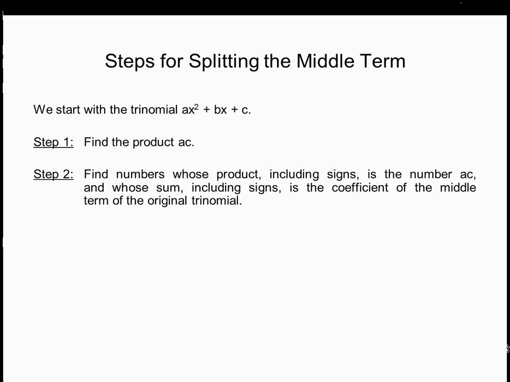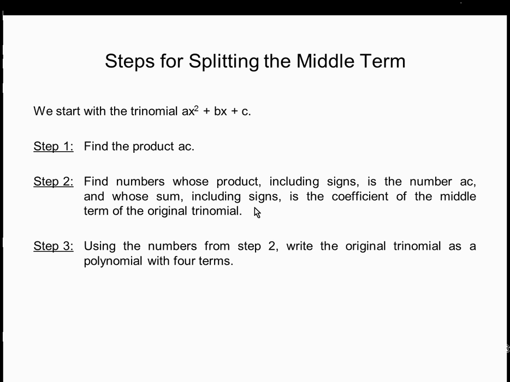Step 2, here's where the work begins. Find numbers whose product, including signs, is the number a times c, and whose sum, including signs, is the coefficient of the middle term of the original trinomial. Notice this is what we were doing back in part 3, and in part 3 a times c would just be c. Okay, now the rules about signs still kind of applies here. Step 3, using the numbers from step 2, write the original trinomial as a polynomial with 4 terms. Okay, step 3 is the splitting the middle term step. So step 3 is where you actually split the middle term as the sum or difference of 2 other terms. Step 4, factor by grouping.